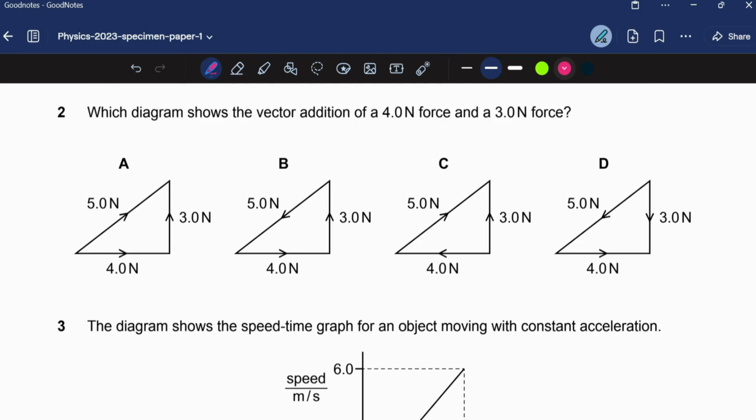Okay, so the first step is to draw the first vector. This is our first vector, and now start the second vector from the head of the first vector. So the second vector is this 3.0 Newton, and we are going to start it from the head of the first vector.